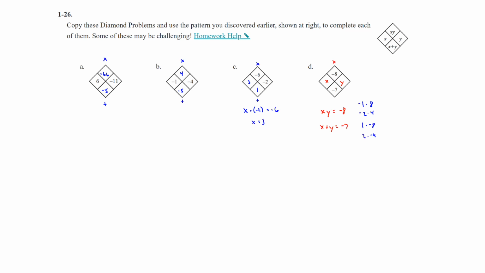So which one of those 4 sets, when you add those numbers, you're going to get negative 7. 1 plus negative 8 would be negative 7. So this is what we're looking at. So we're going to replace the x and the y with 1 and negative 8. Doesn't matter the order because addition and multiplication are commutative, which means you can move them around. 1 times negative 8 is negative 8. 1 plus negative 8 is negative 7.